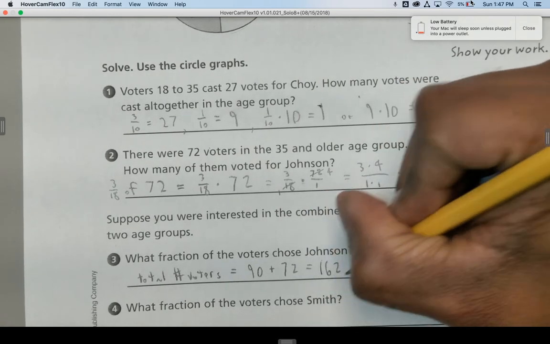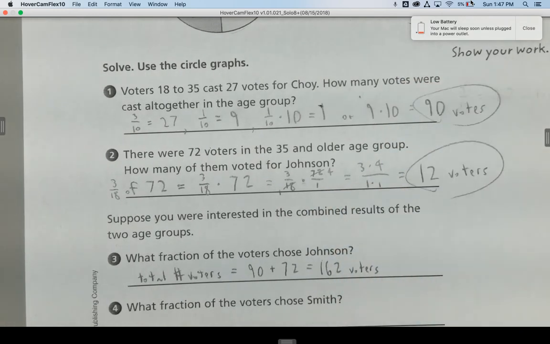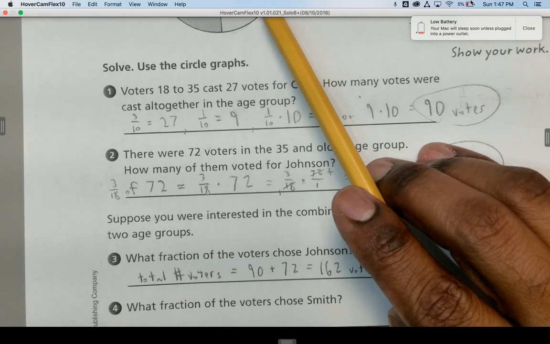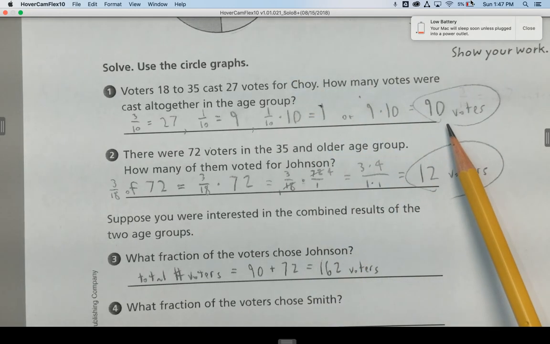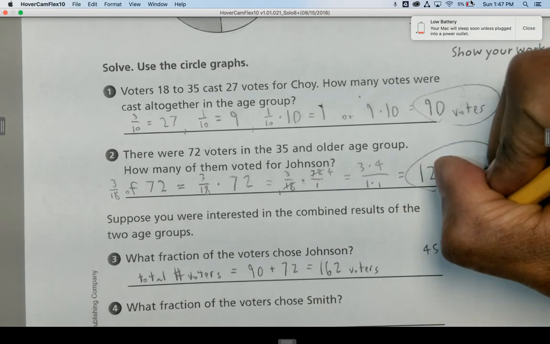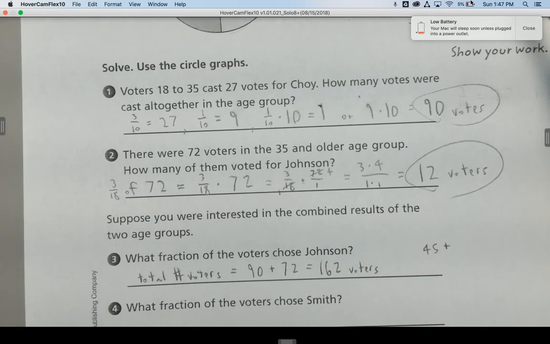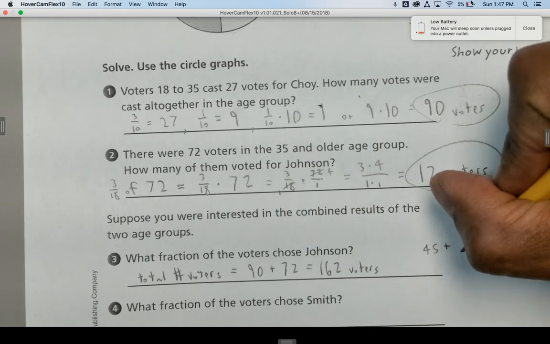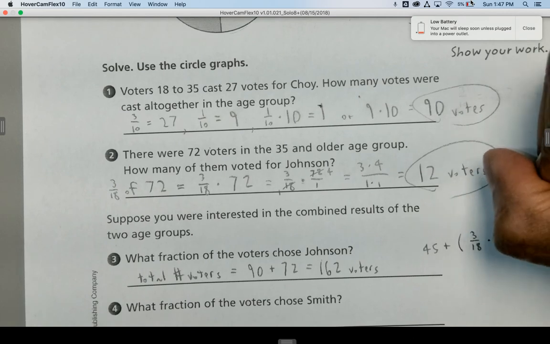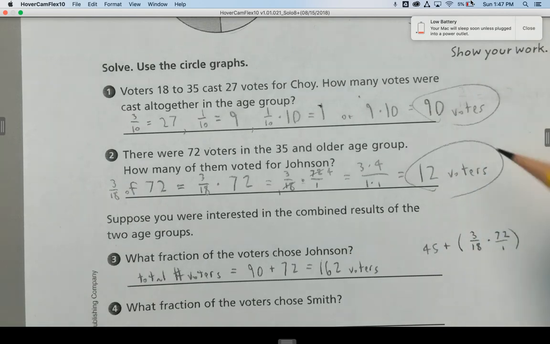Now, how many voted for Johnson? All right. Well, of the younger voters, half of them voted for Johnson. So what's half of 90? 45. And then of the older ones, 3/18 voted for Johnson. What's 3/18 of 72? Well, we're going to have to work that out as a side calculation. 3/18 multiplied by 72. Actually, we already solved that, didn't we? We solved that in question 2. Johnson got 12 votes from the older group.